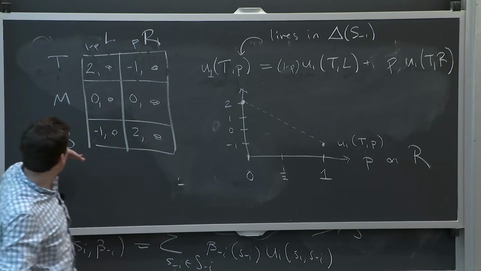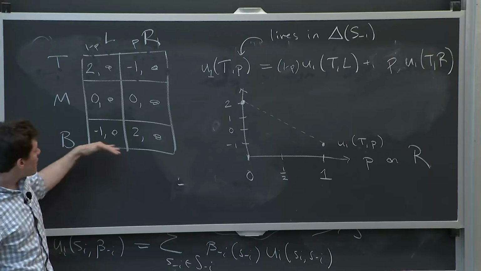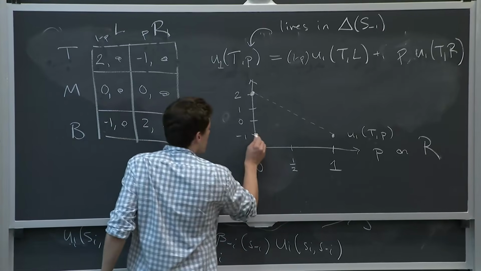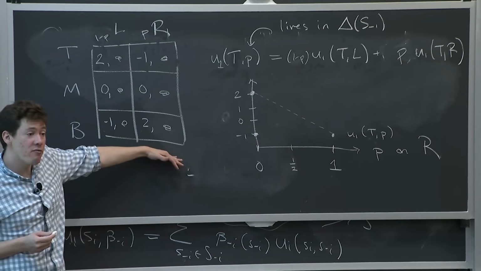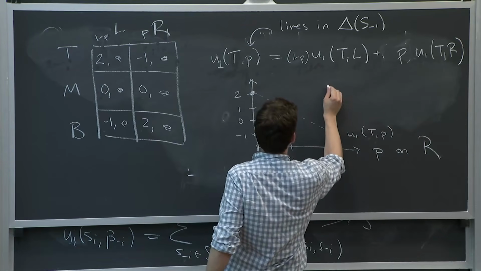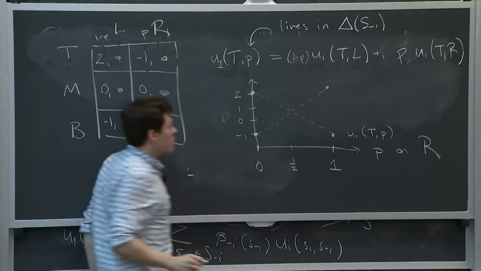What about B? Well, B is kind of symmetric, right? If I play B, then if I know my opponent is playing left, I get -1. And if I know my opponent is playing right, I get 2. We'll test my drawing skills here. And it's going to be linear. So we're going to get something like this.